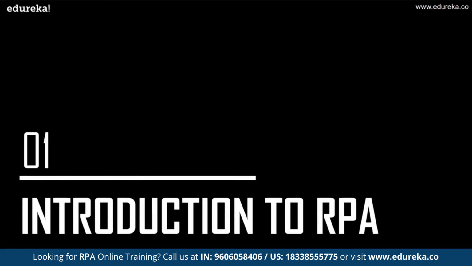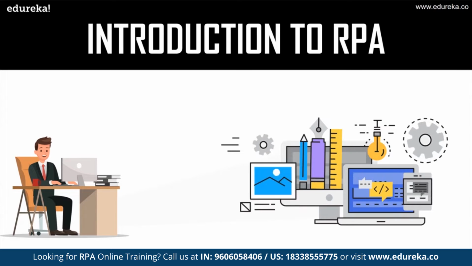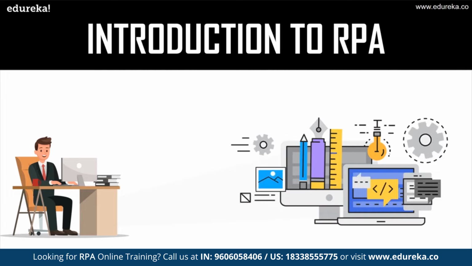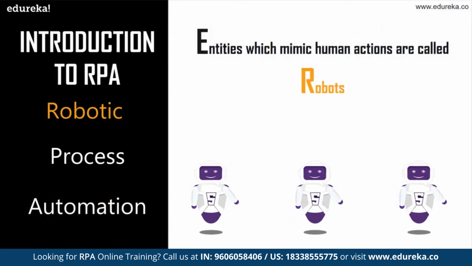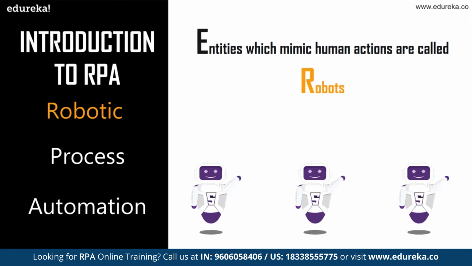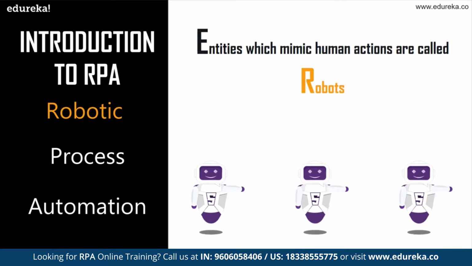If I have to define the term RPA for you, then the process of automating business operations with the help of robots to reduce human intervention is nothing but robotic process automation. If you hear the term robotic process automation, there are mainly three terms that you have to understand over here. That is robotic, process, and automation. Starting with robotics, those are entities which mimic human actions. So all the entities which mimic human actions are called robots.